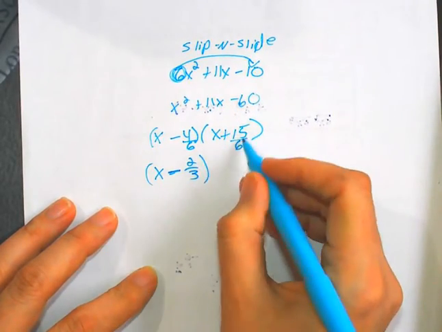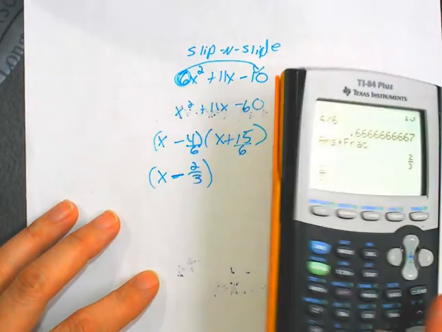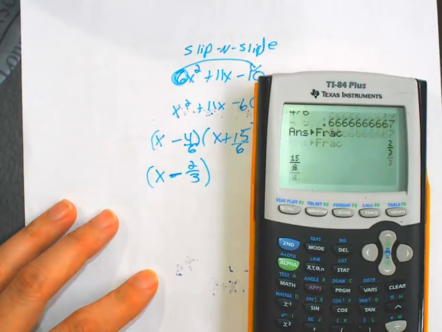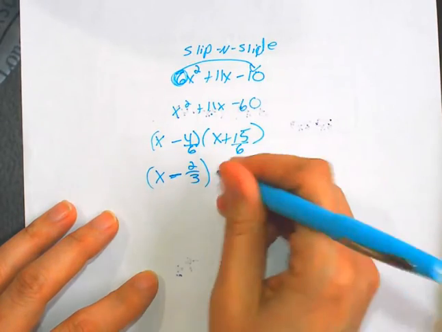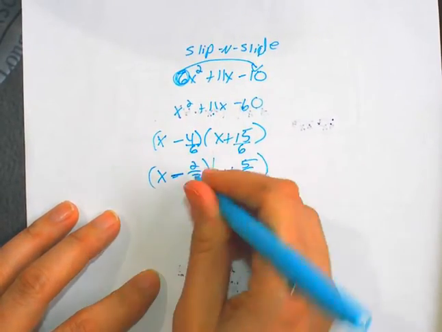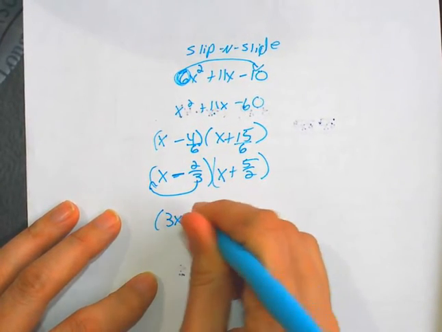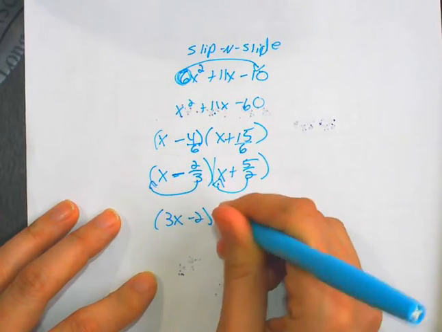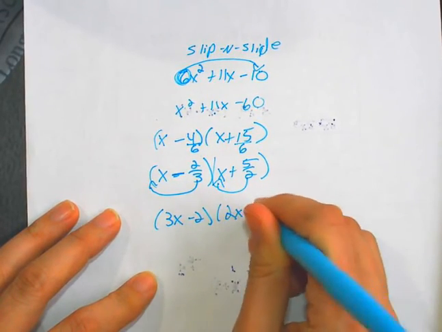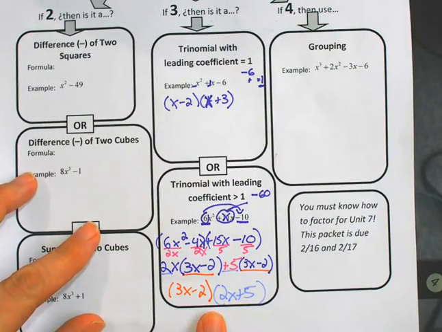Okay, and then 15 over 6 is going to give you 5 over 2. Okay, now we're going to slide back. Slide your 3 over here. So that's going to give me 3x minus 2. Slide the 2. That's going to give me 2x plus 5.